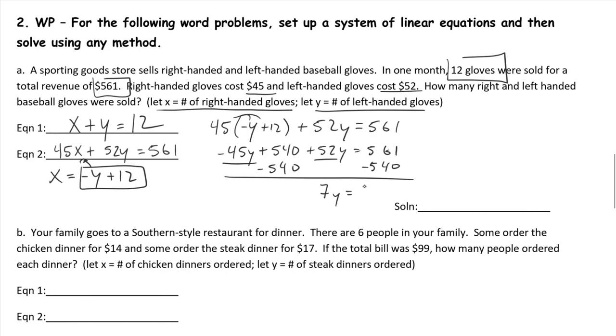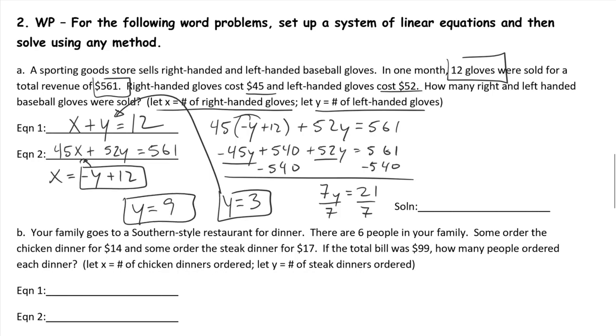equals 21 divided by 7. And so we say y equals 3, so that means we sold 3 left-handed gloves. If we sold 3 left-handed gloves, how many right-handed gloves did we sell? That would be 9 right-handed gloves. So the solution is the point, sorry, that's x right-handed gloves, so the point (9, 3) would be our solution.